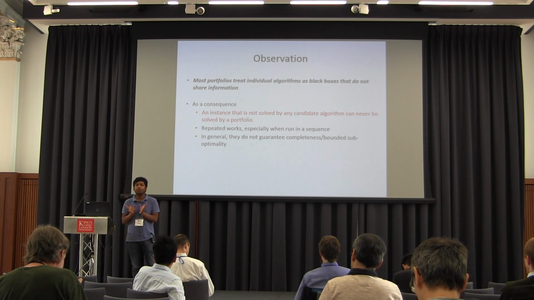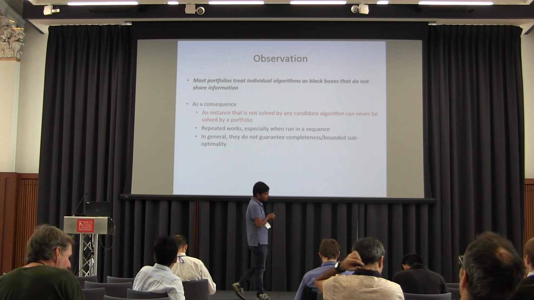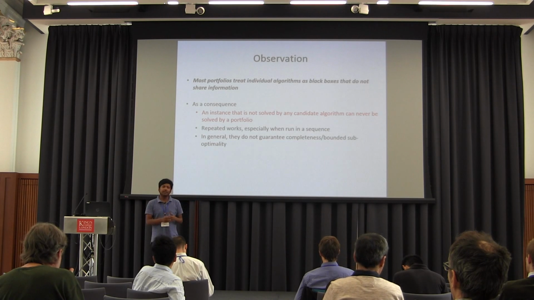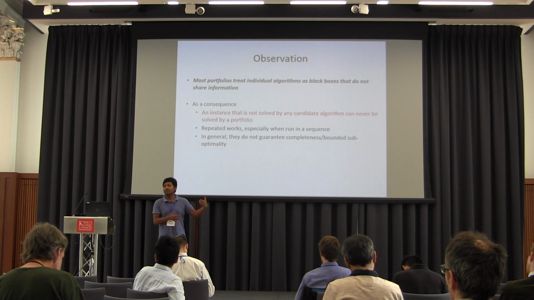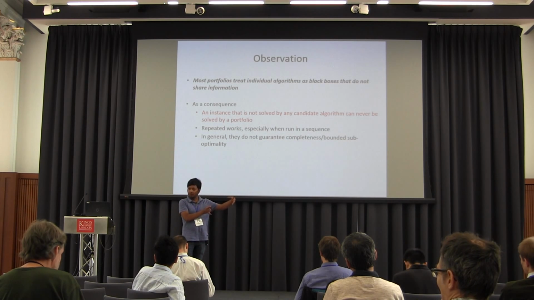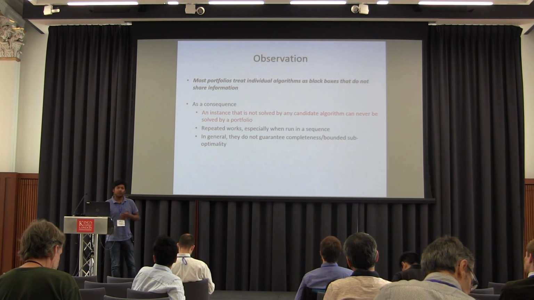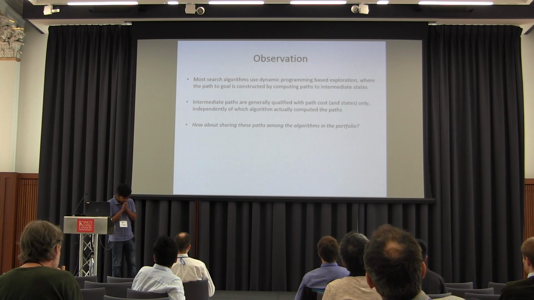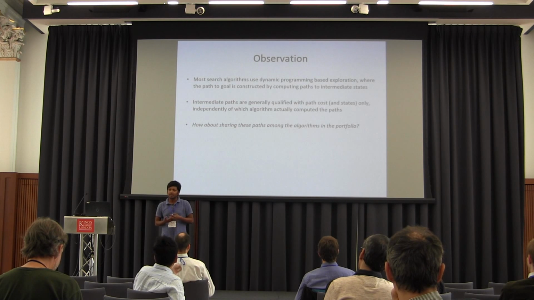Can we make the portfolios something more than just a collection of algorithms? Another problem we have with portfolios which use algorithms as black boxes is that they do a lot of repeated work, because if algorithm A finds a partial path to some intermediate state that is not known to algorithm B, algorithm B has to recompute the same path and then take it forward. So we wanted to investigate what happens if we can share information among the portfolio algorithms and not treat them as black boxes.